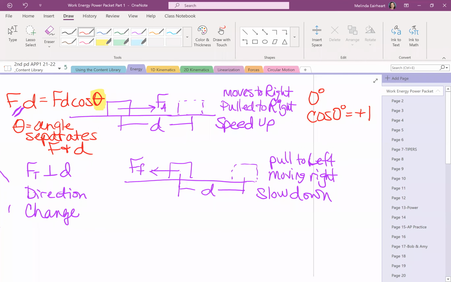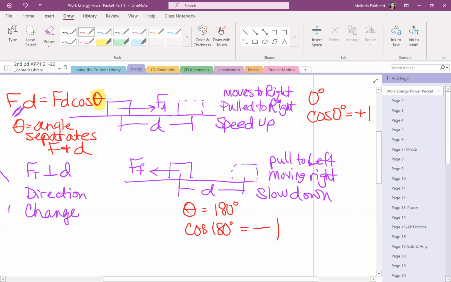Compared to the second example, where friction's pulling to the left, but the box is moving to the right, what angle separates left and right? 180. So this one's 180 degrees of separation. What's cosine 180 degrees? -1. Okay. And so what we get from this, in both box examples, there is work being done. However, it's not identical work.